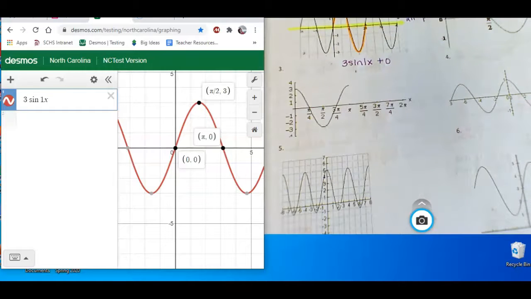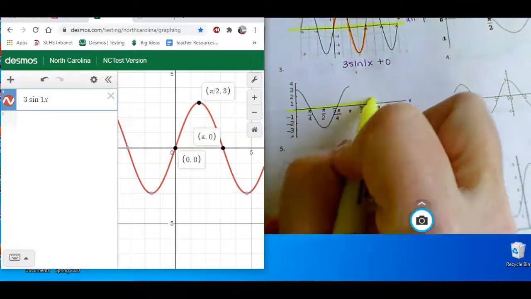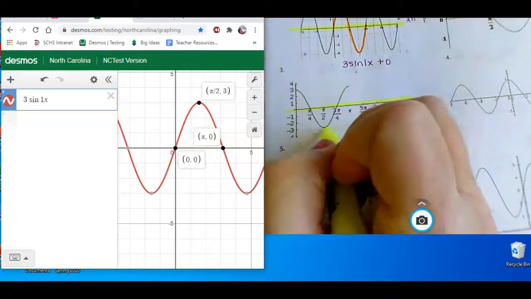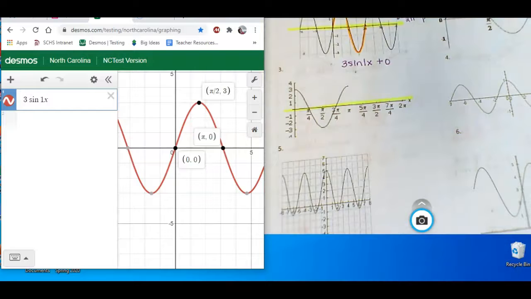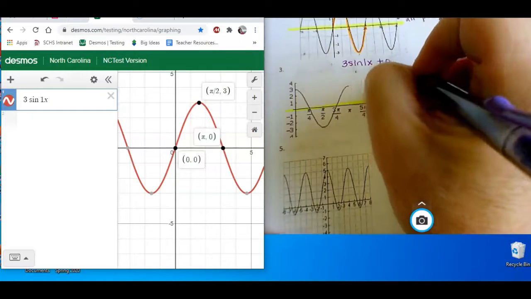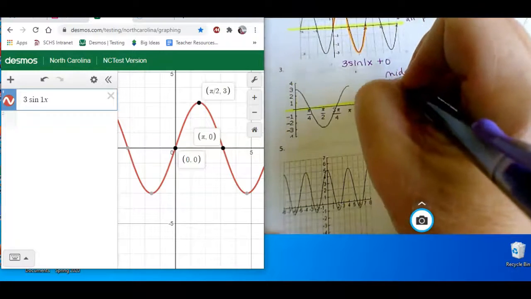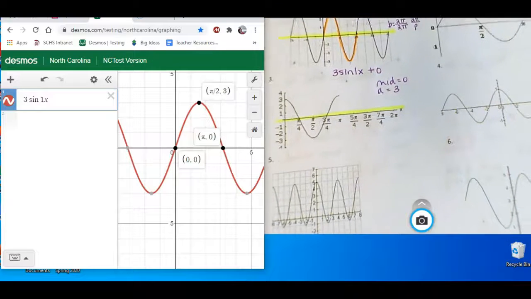First thing I want to do is draw the middle of the graph. The middle of the graph here is still at the x-axis because I can see it goes up to 3 and it goes down to 3. Okay? That means the midline is 0. It also means that the amplitude is still 3.